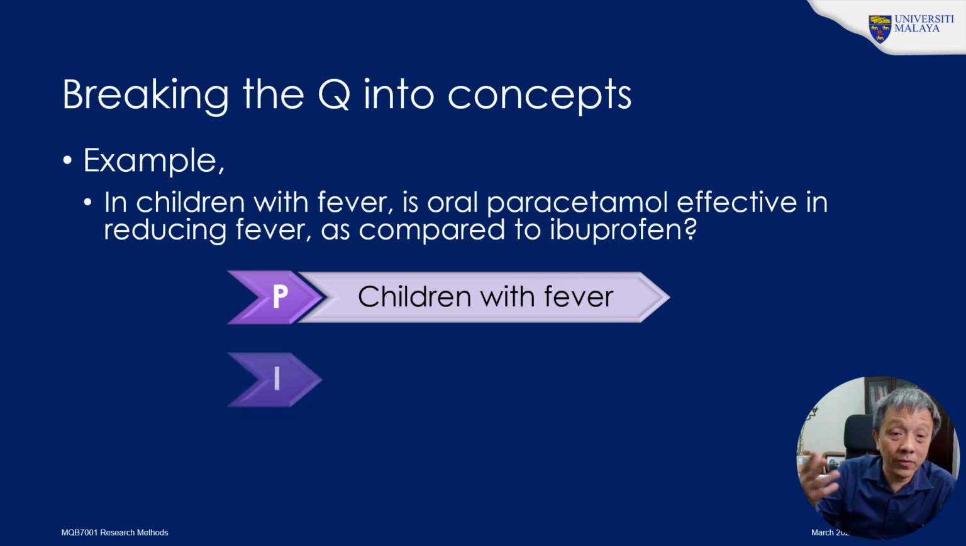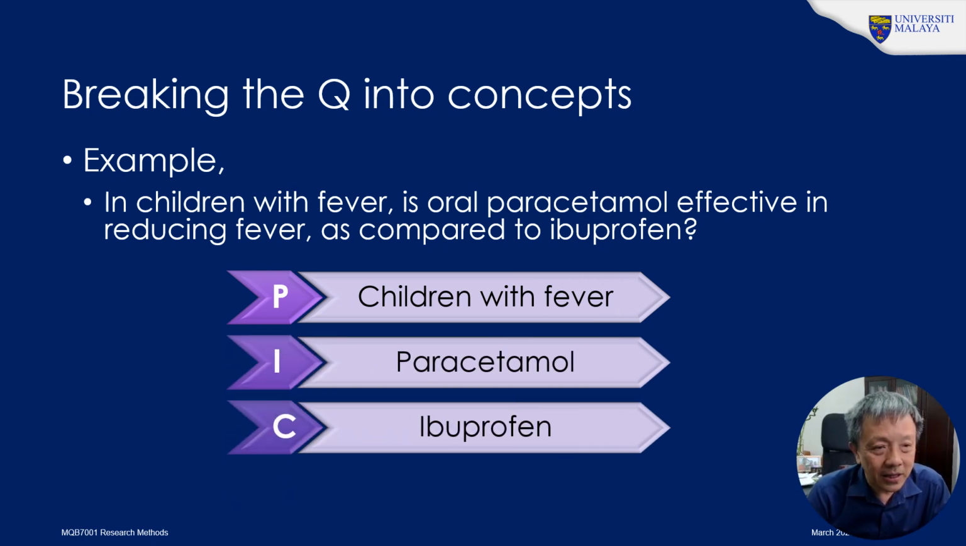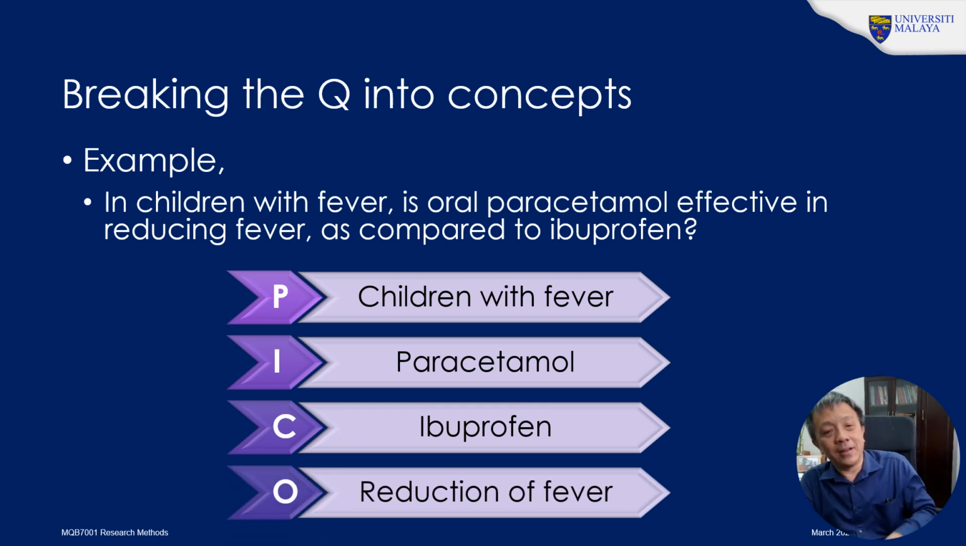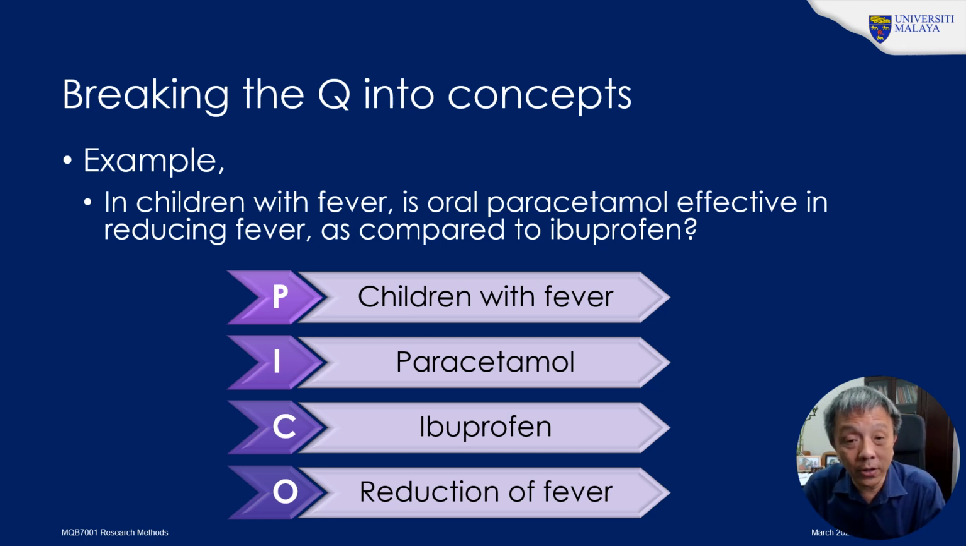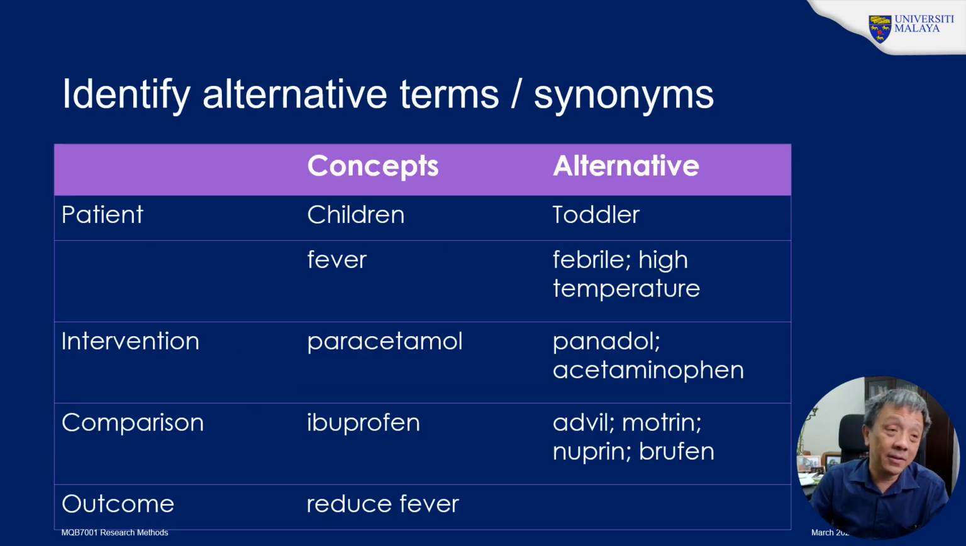P, children with fever. I, paracetamol. C, ibuprofen. O, reduction of fever. This is a very, very common example that a lot of people use. And for systematic reviews or for searching for literature, it is used now because it's easy to understand, because it's much more personal and easier.